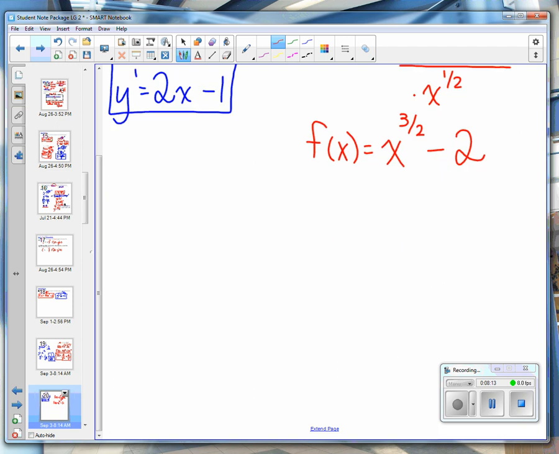Now what we want to do is actually find the derivative of that. So again, I'm going to bring that down. 3 over 2x. I need to minus 1 from that, which again is kind of the same as like 3 over 2 minus 2 over 2.